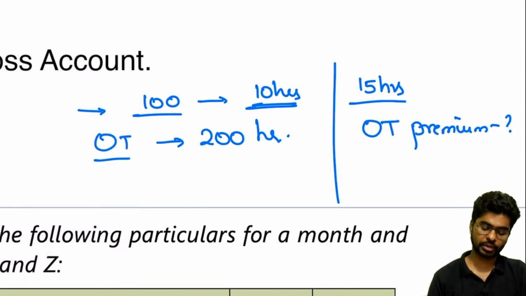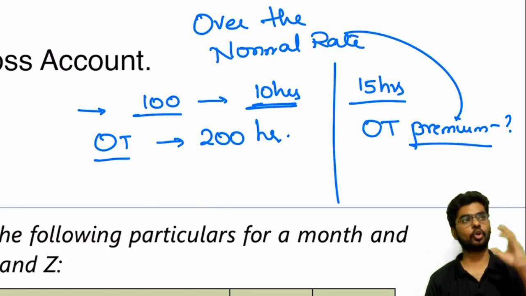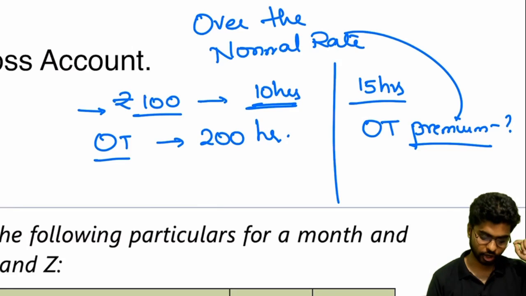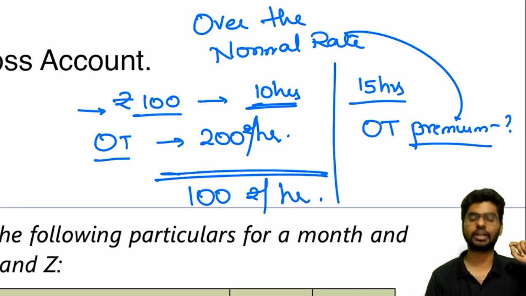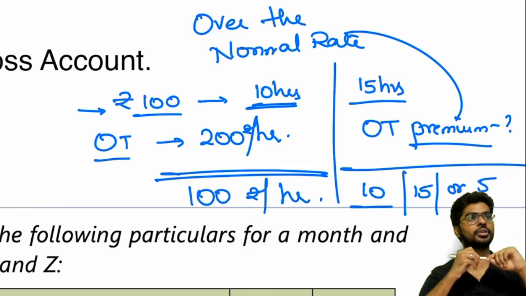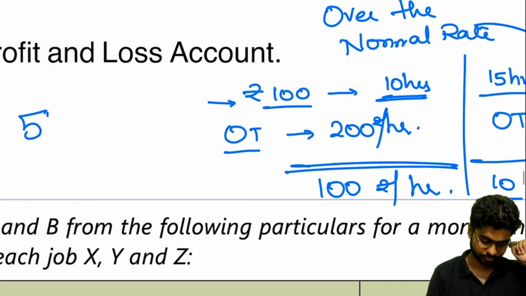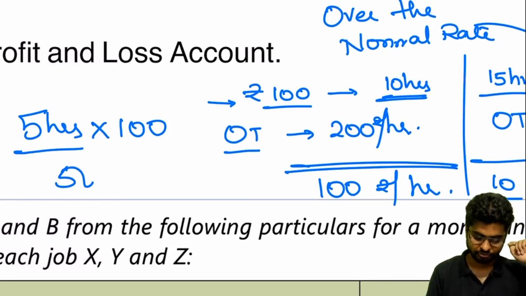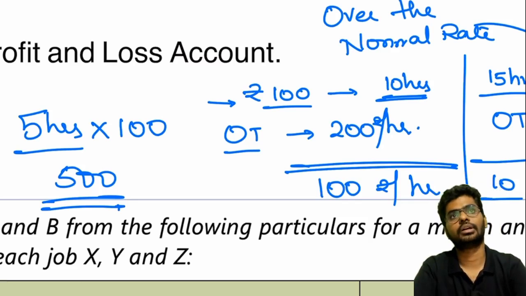Okay. Now, what do you mean by overtime premium? It is what you pay over the normal rate. Now, normally you are paying him 100. Now you are paying 200 per hour. So you are paying him an overtime premium of rupees 100 per hour. Are you paying it for 10 hours, 15 hours or just 5 hours? Is the question. Priyanka. It is going to be only for 5 hours. Therefore, this 5 hours into 100, 500 rupees is called my overtime premium. Understood?